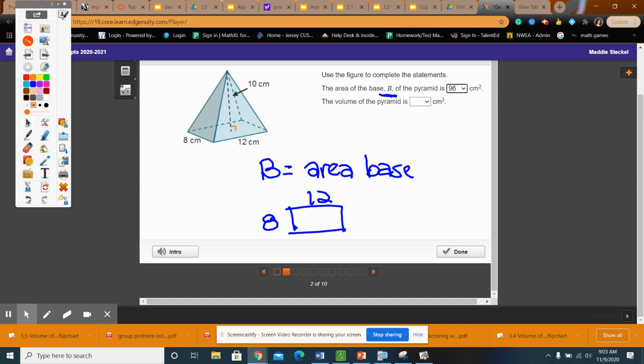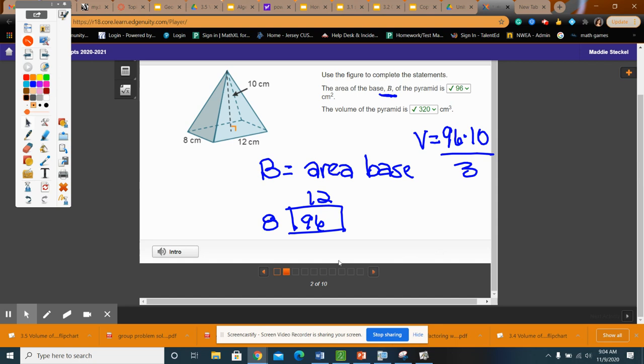So what would the volume be? Well, volume is big B, which is 96, times the height, which is 10, divided by 3. So 96 times 10, divided by 3. What'd you guys get? I got 320 as well. Ding.